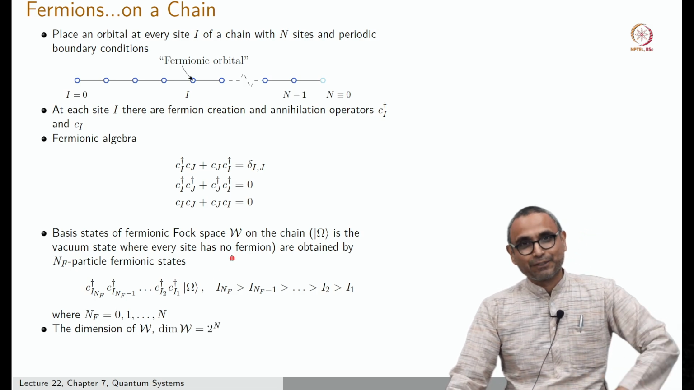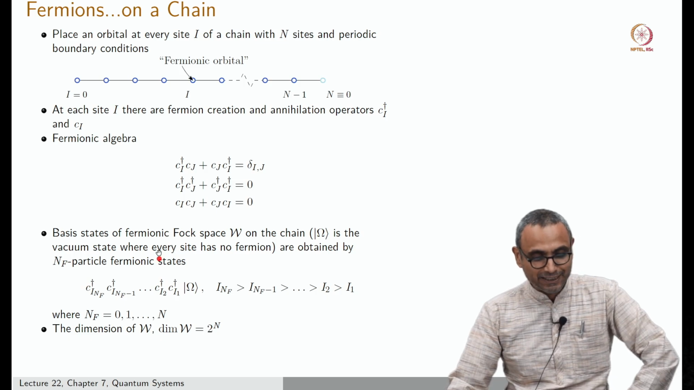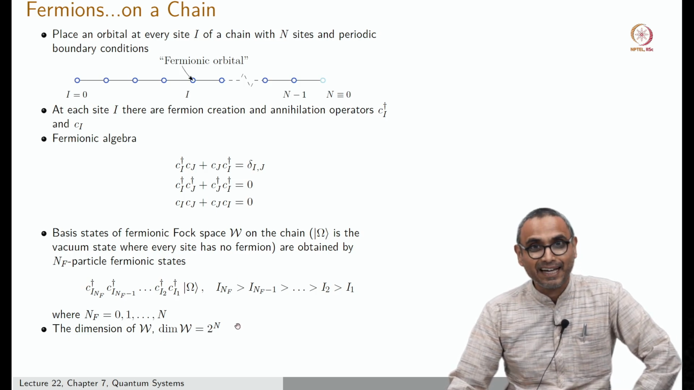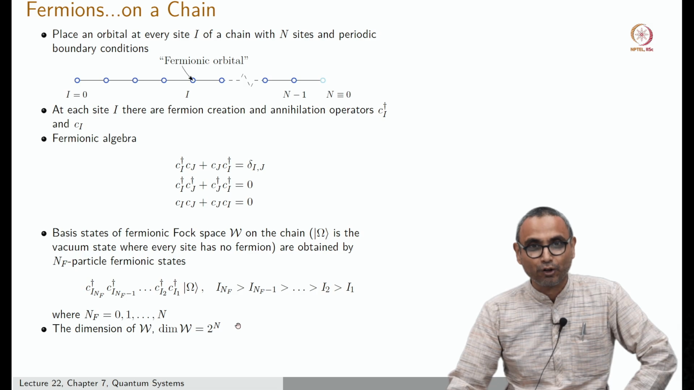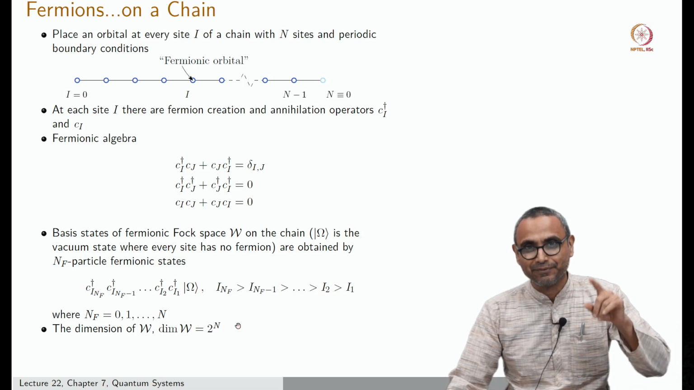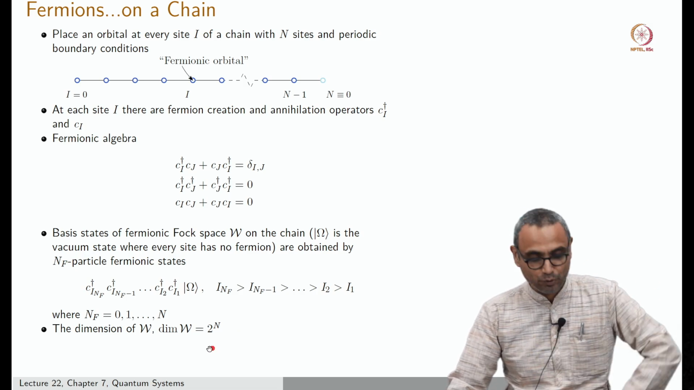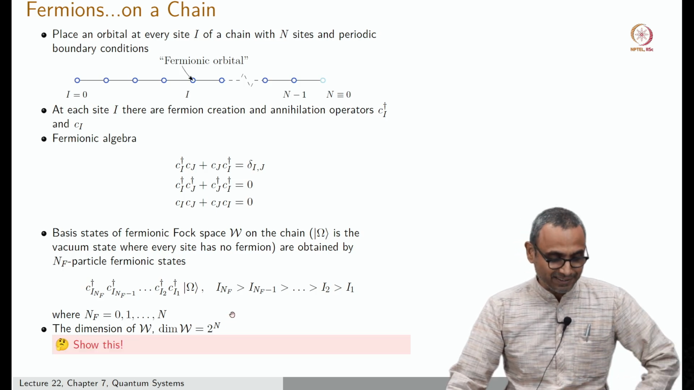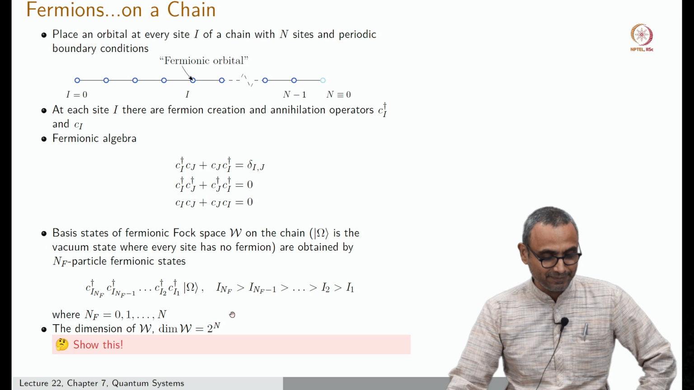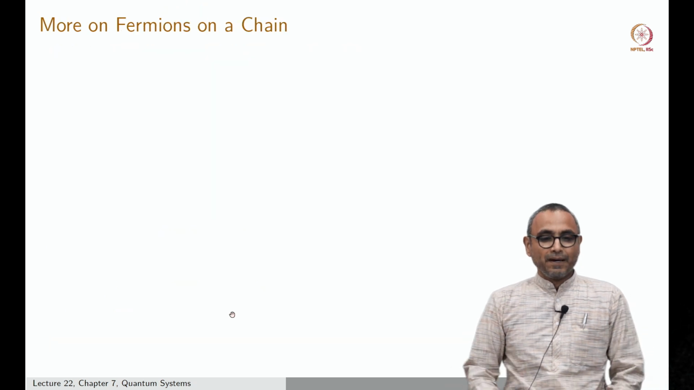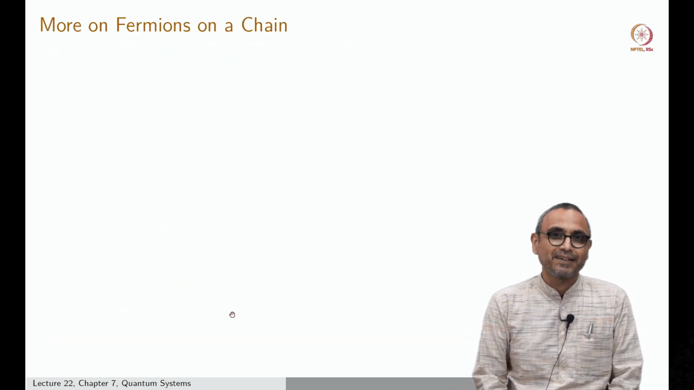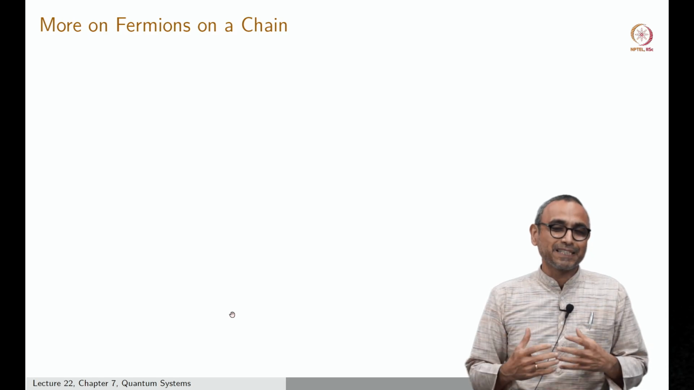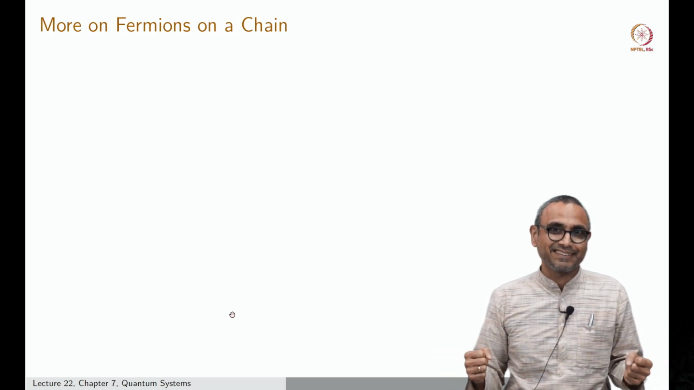Now it is very easy for you to show that the dimension of this space is 2 to the n, and that just comes from the elementary combinatorics result that if you sum over all N_F, N choose N_F will give you 2 to the power n. I am just asking you to show this, but I just gave you the proof myself. So we have constructed a Hilbert space of fermions on the chain.